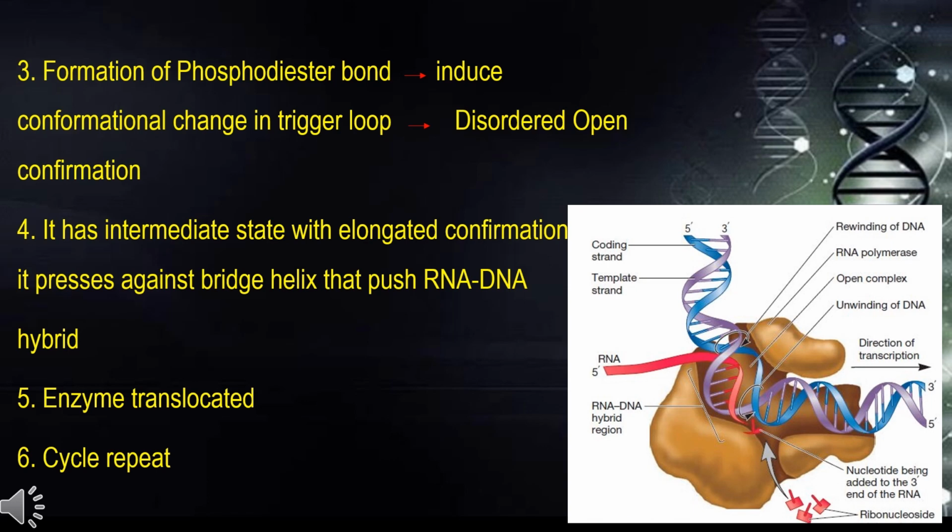When the ribonucleotide forms a phosphodiester bond, it induces a conformation change in the trigger loop, and this conformation change leads to the disordered open conformation in the trigger loop. This trigger loop has an intermediate state with an elongated conformation. It presses against the bridge helix that pulls the RNA-DNA hybrid. So the enzyme translocates. Then these steps are repeated.